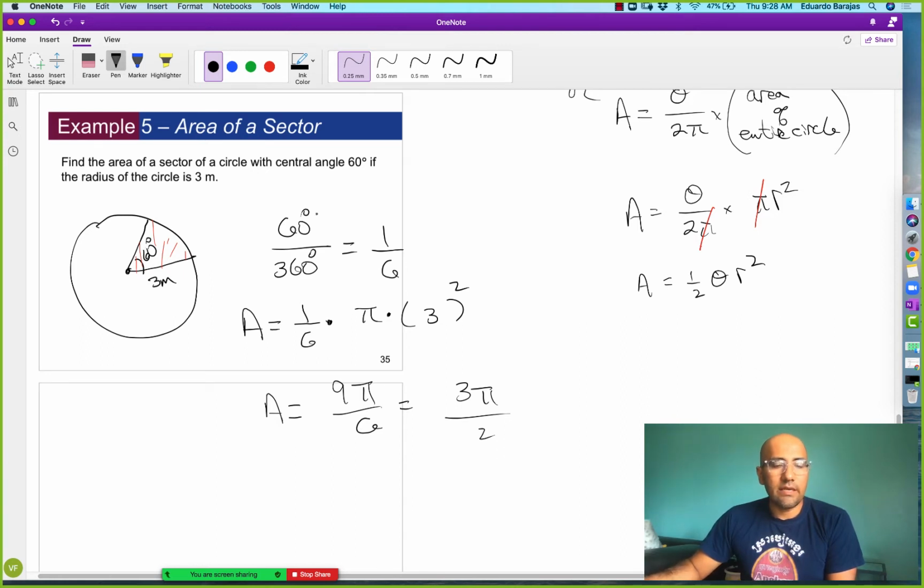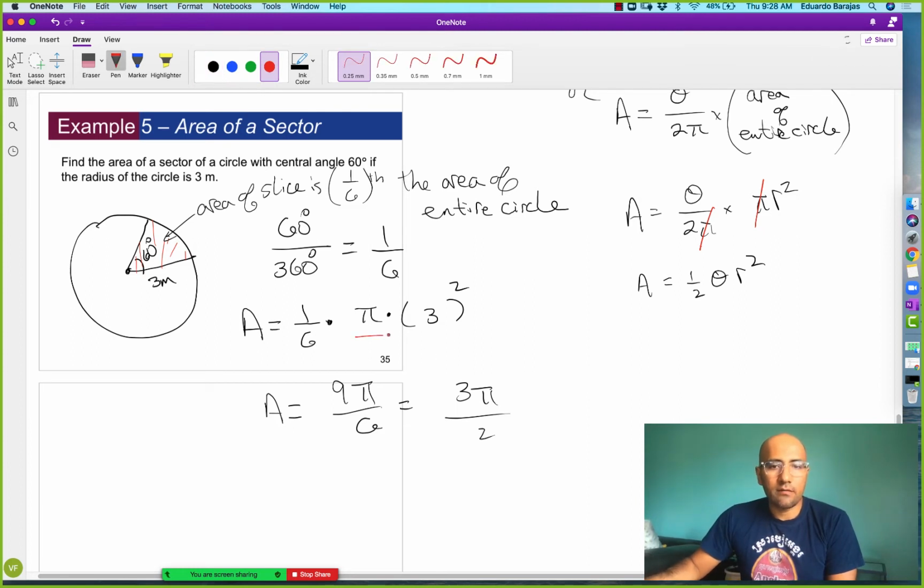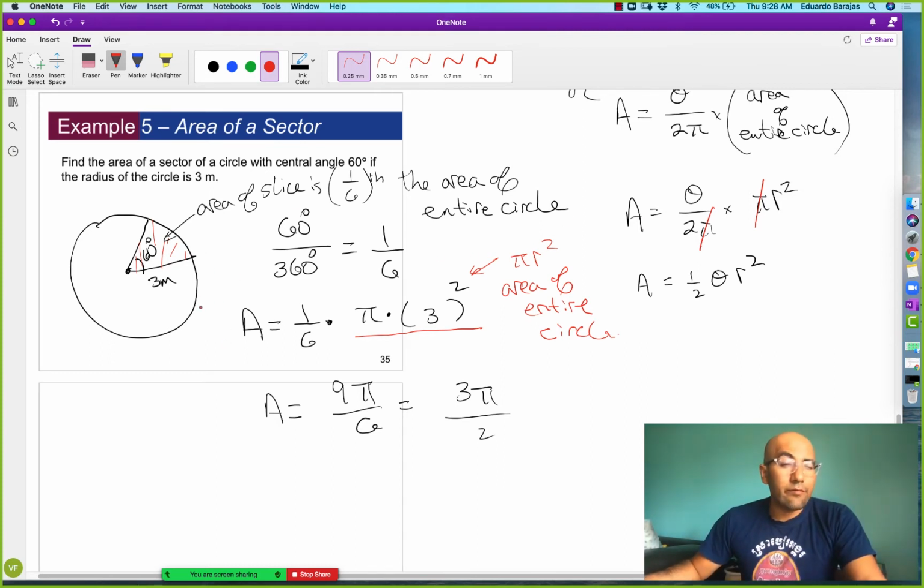60 over 360 is a ratio, 1/6. This slice should be 1/6. Area of slice is 1/6 the area of the entire circle. And so this is the area of the entire circle right here. This is pi r squared, area of the entire circle. Questions? Okay, so I just kind of intuitively figured out what that was.